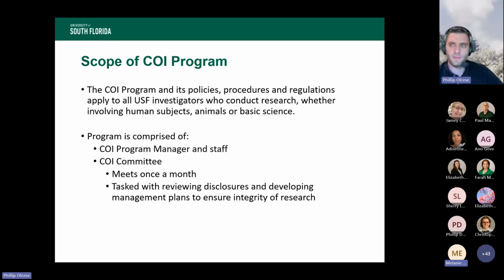The scope of the COI program. Our COI committee currently consists of 15 members, composed of different backgrounds. We have one chair and one COI co-chair. We meet every fourth Tuesday of the month. As a matter of fact, we have a meeting today at 3 o'clock. During those meetings, I present all management plans that require committee review.